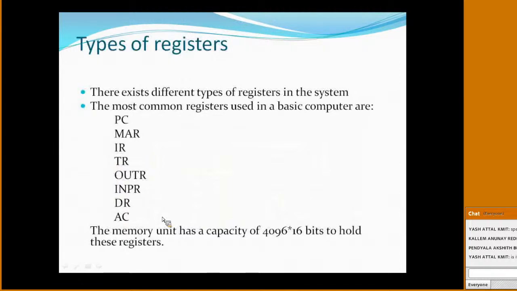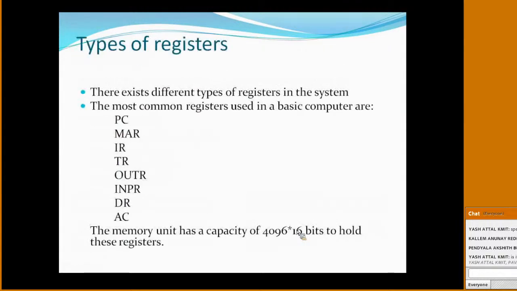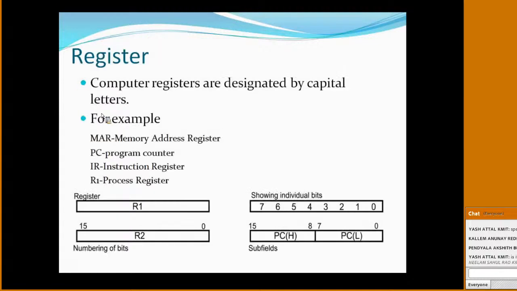Now, I already told you that a register is a storage device. Storage device means it requires some space to hold the data. So, to hold all these registers, how much memory space is required? 4096 by 16 bits of data is required. These are the different types of registers in the system.